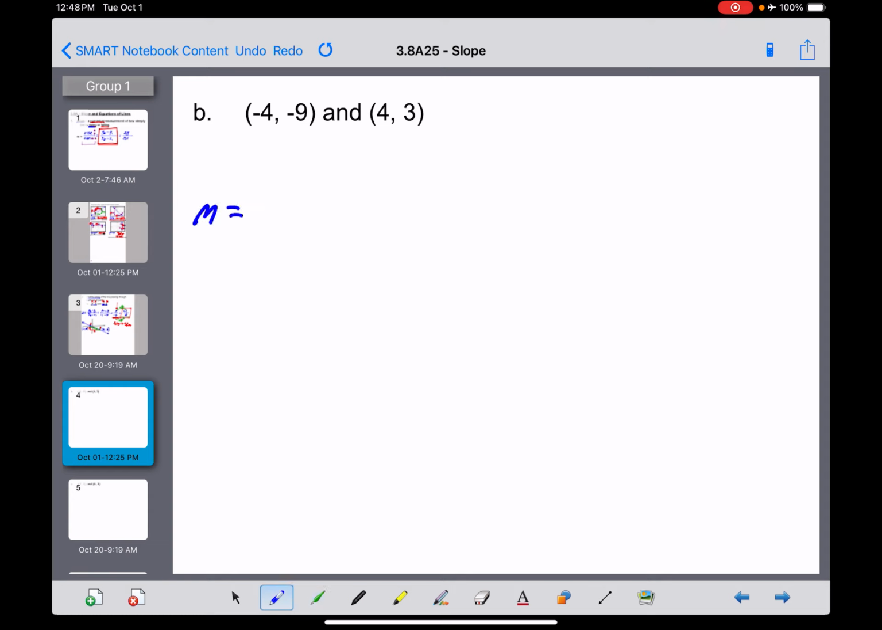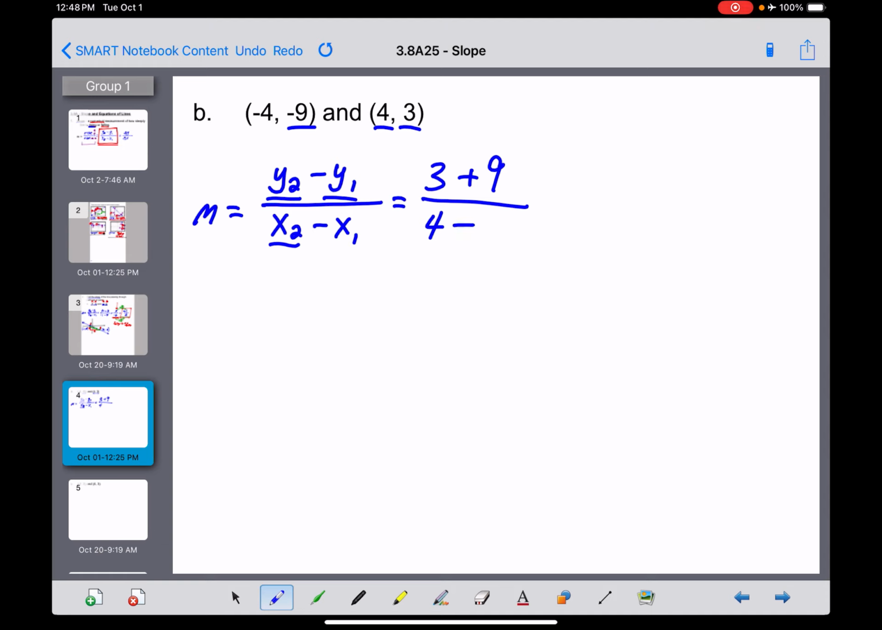Okay, so we're going to use our same formula for slope now. M is y2 minus y1 over x2 minus x1. So in this problem, our second y coordinate is 3 minus our first y coordinate, which is -9. So the minus -9 becomes a plus. And then down on the bottom, our second x value is 4 minus x1, our first x value, which is -4. So again, the minus negative becomes a plus. The 3 plus 9 is 12. The 4 plus 4 is 8.